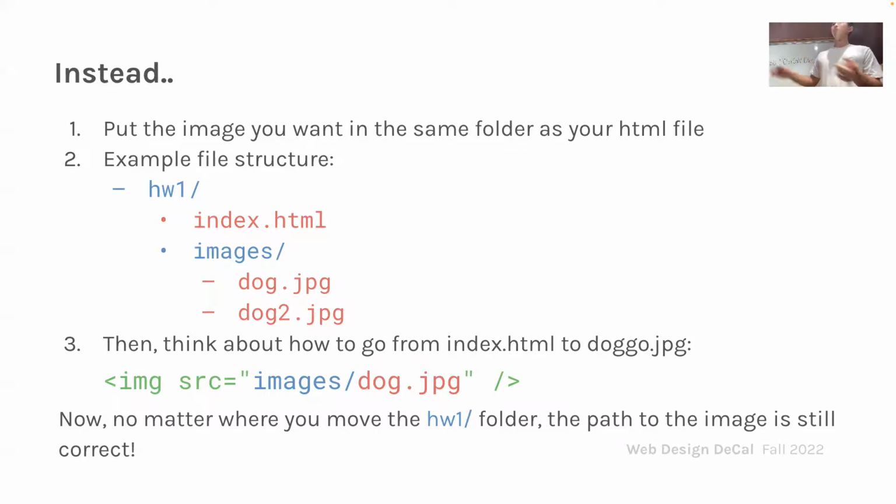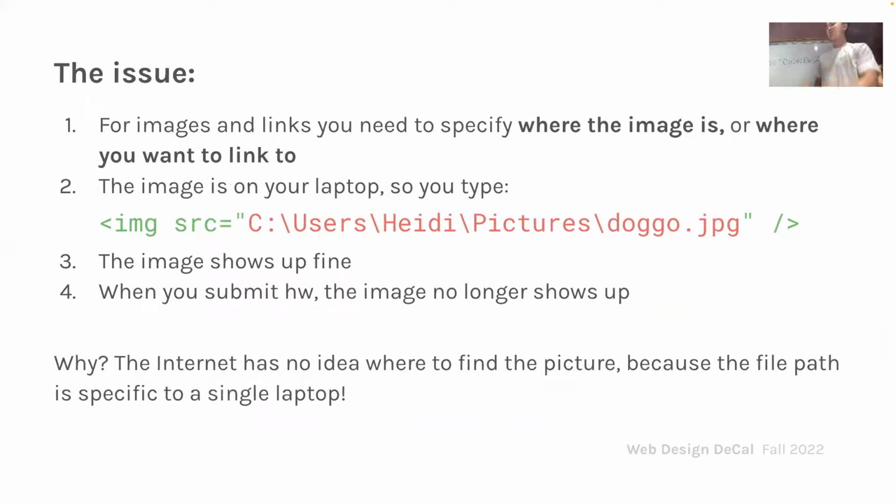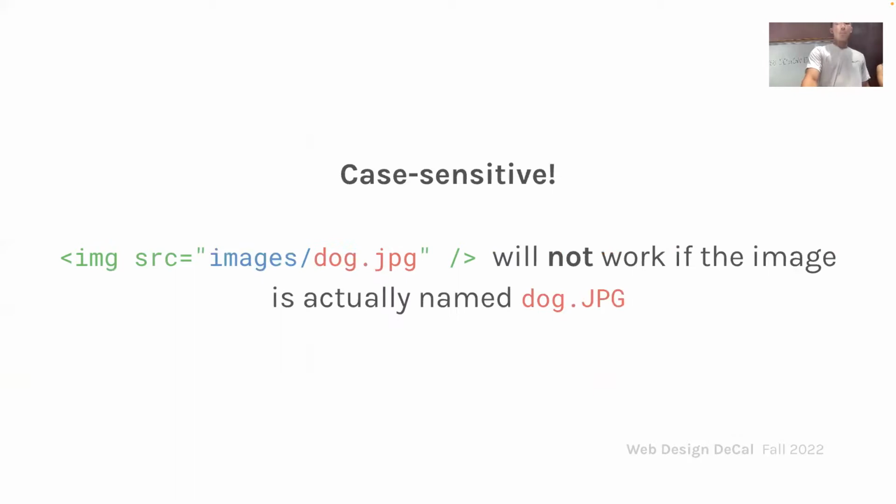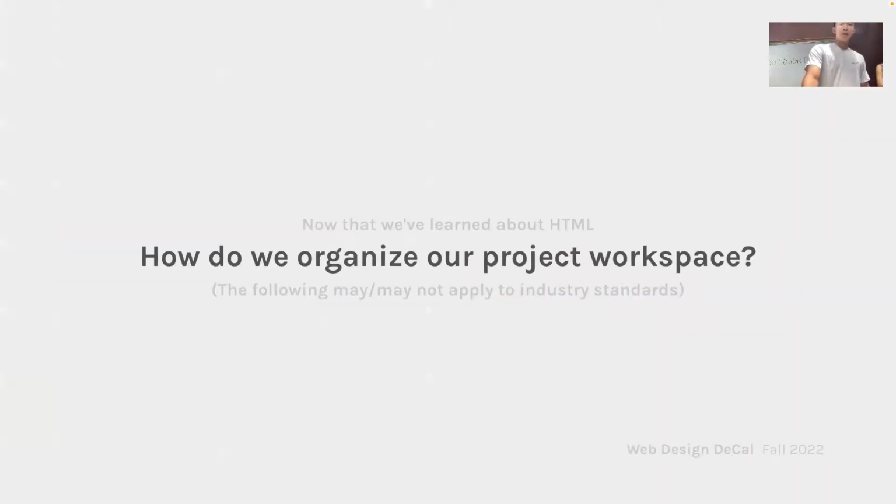So no matter where you move the homework one folder, say in the previous slide it was in pictures, and we moved it out of pictures into some other folder, then the previous absolute path wouldn't work anymore. Using relative paths will make sure that wherever you move the file or your homework one folder, it'll still work. Also, case sensitivity: make sure that your images are named the correct thing that you put into your computer, because that might be an issue later on.